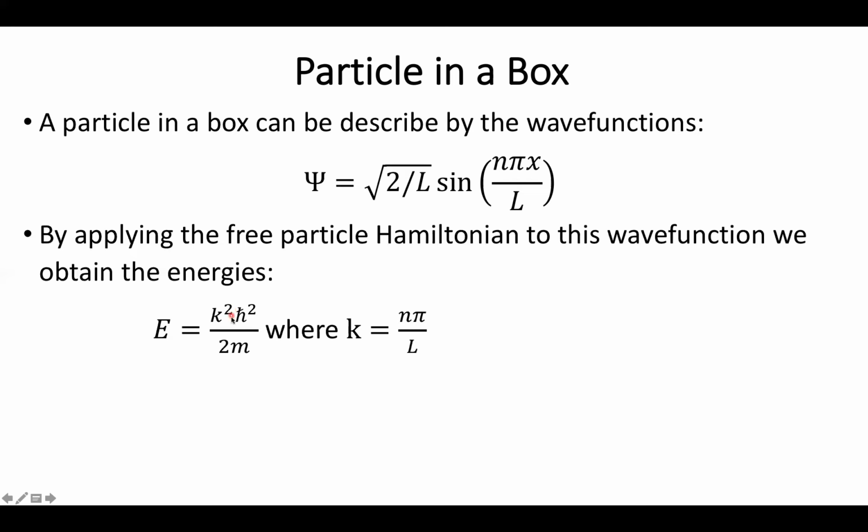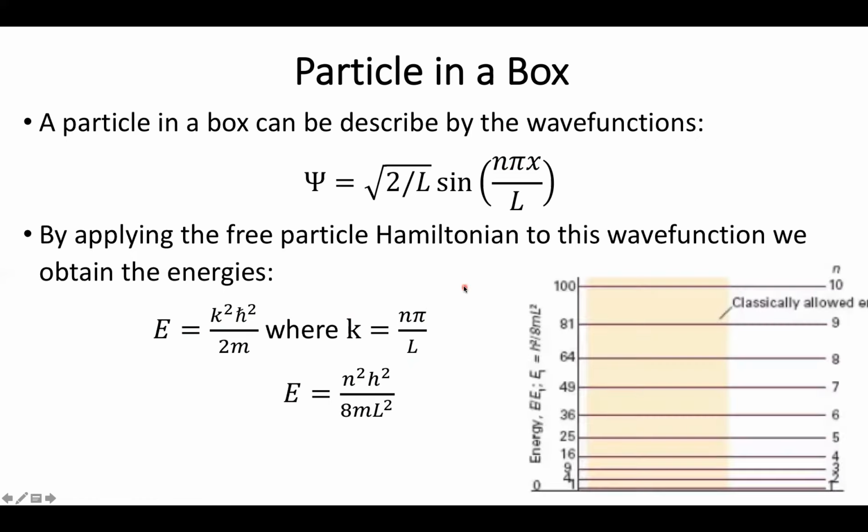So this still gets us back k squared h bar squared over 2m, the same value we had for a free particle. The biggest difference here is going to be what our k value is, because we've now constrained our k to n pi over L. So when we plug this in, this gives us an energy value of n squared h squared over 8mL squared.